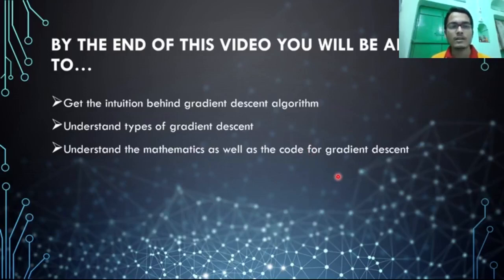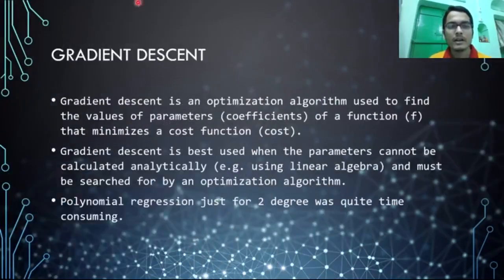So what it is basically, it is an optimizing algorithm which is used to find the values of the parameters of a function that minimizes the cost function. Gradient descent is best used when the parameters cannot be calculated analytically, that is using linear algebra, but must be searched for by an optimizing algorithm. The polynomial regression for just 2 degree was quite time consuming.